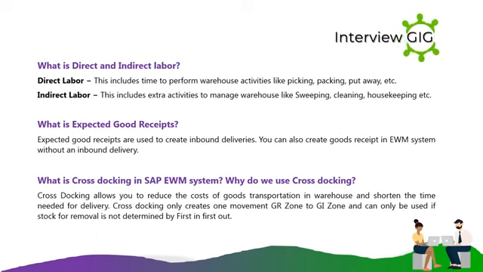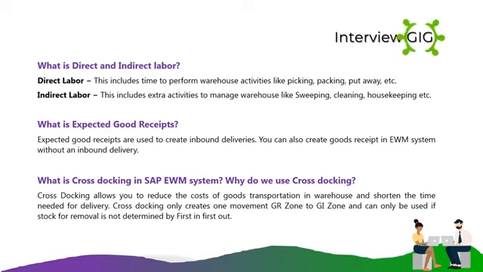What is direct and indirect labor? Direct labor includes time to perform warehouse activities like picking, packing, put away, etc. Indirect labor includes extra activities to manage the warehouse like sweeping, cleaning, housekeeping, etc. What are expected goods receipts? Expected goods receipts are used to create inbound deliveries. You can also create goods receipt in the EWM system without an inbound delivery.